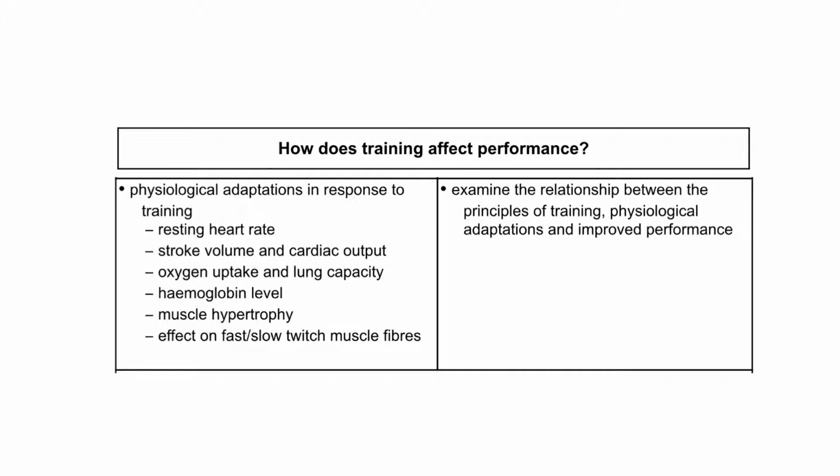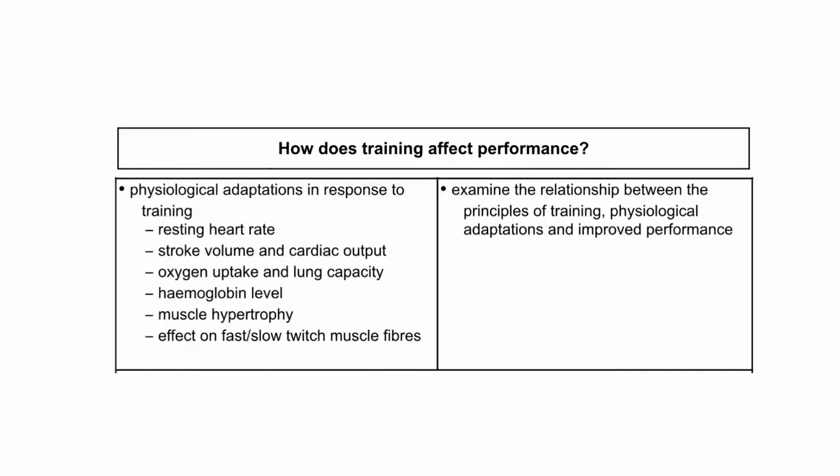So when we have a look at the syllabus, we're still looking at the focus question, how does training affect performance? But we've moved down a dot point and we're now having a look at physiological adaptations in response to training. So these are things like heart rate, stroke volume and cardiac output, oxygen uptake and lung capacity, hemoglobin level, muscle hypertrophy, and the effect on fast, slow twitch fibre muscles.